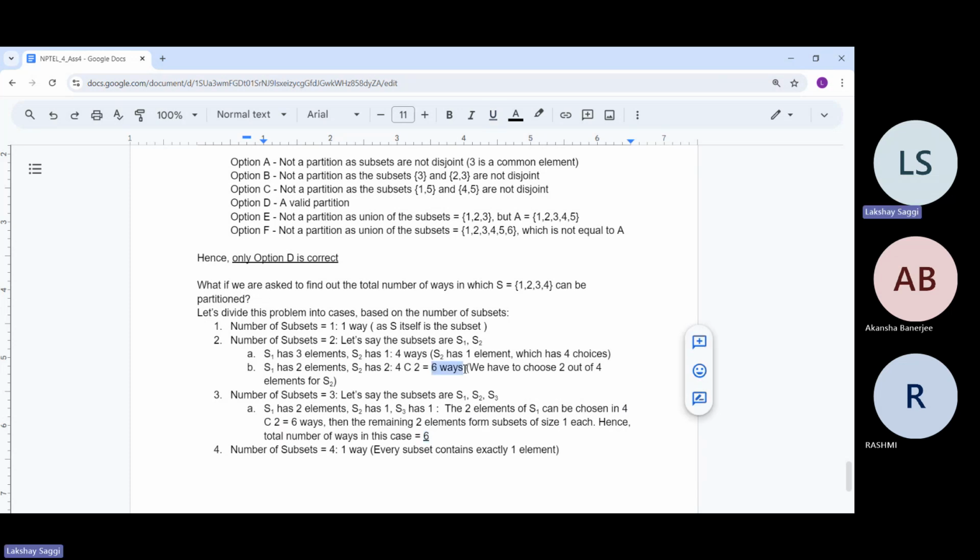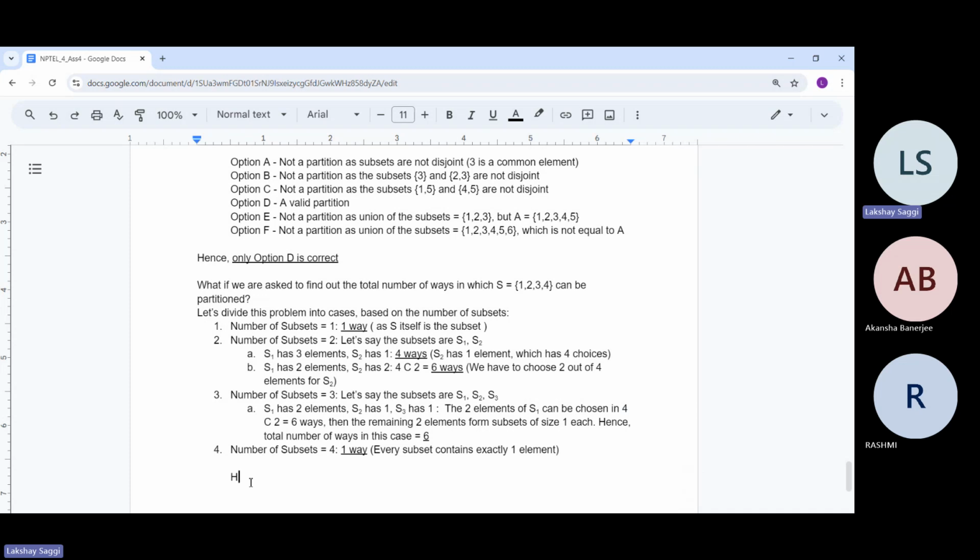So here we have 6 ways. Here we had 4 ways. Here we had only 1 way. Here we have 6, and here also we had 1 way. I hope what I said makes sense to everyone. It was a bit confusing, but if you think about it a little more, I hope you'll be able to get it. So it's 6 plus 4 plus 1, it's 11. Then 11 plus 6 is 17, and 17 plus 1 is 18.